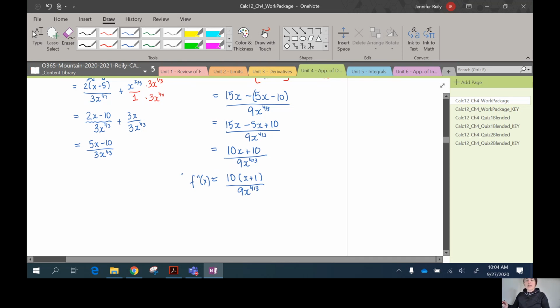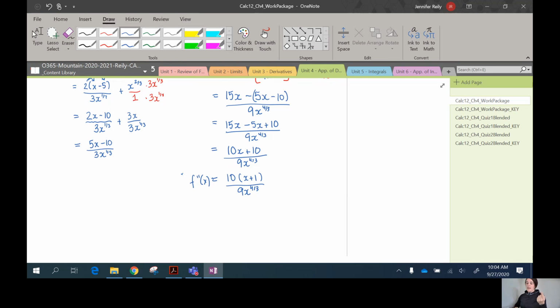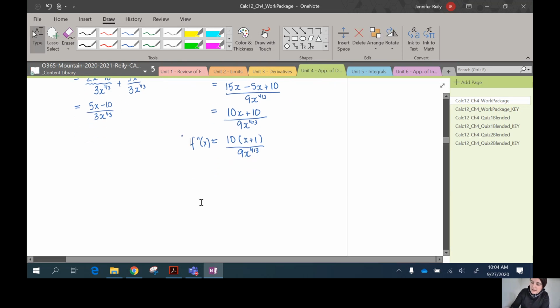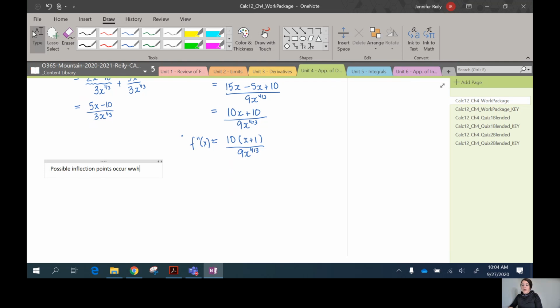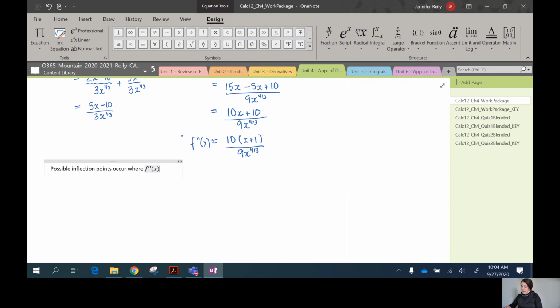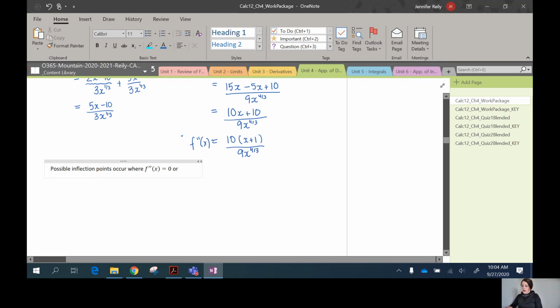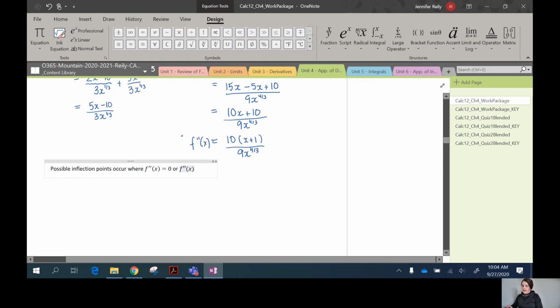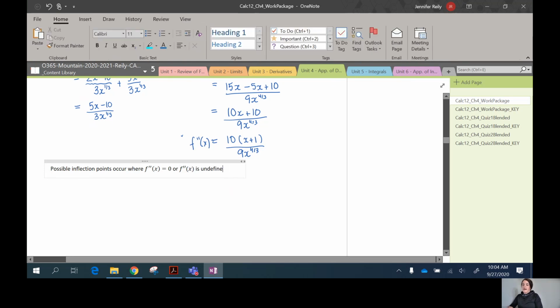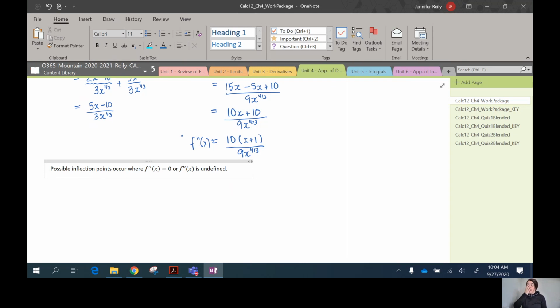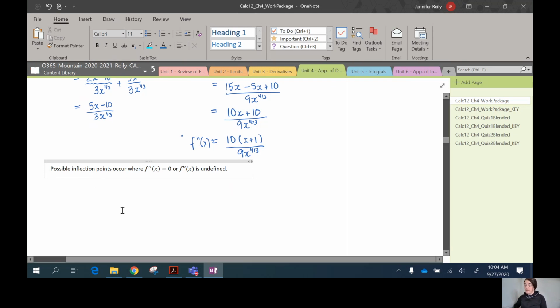So we want to know where this can change signs. So possible inflection points, maybe I'll just type this out because it'll go a bit faster. Possible inflection points occur where f''(x) equals 0 or f''(x) is undefined, because that's where it could change from positive to negative. So there are 2 points we should be concerned about here.